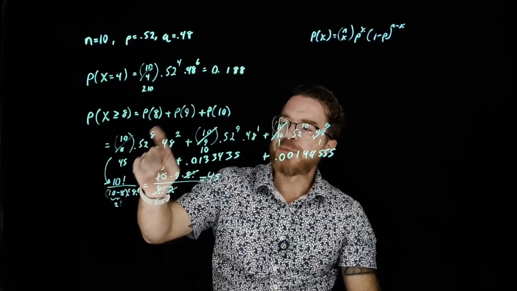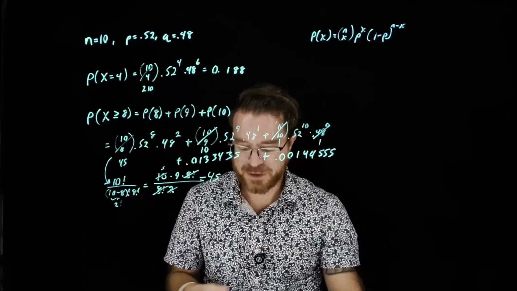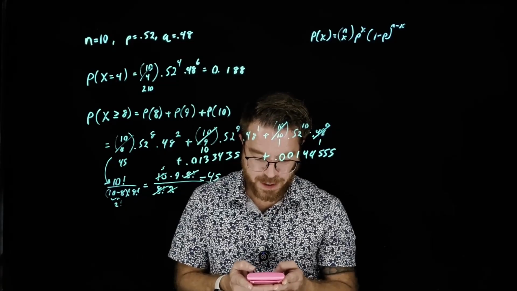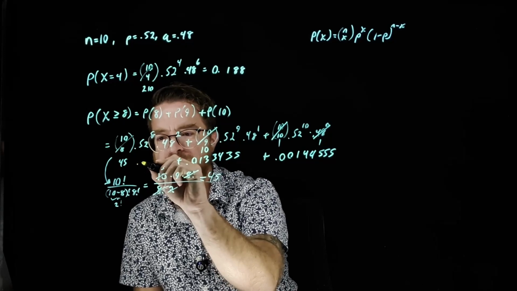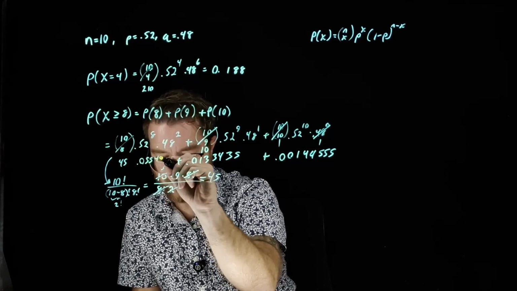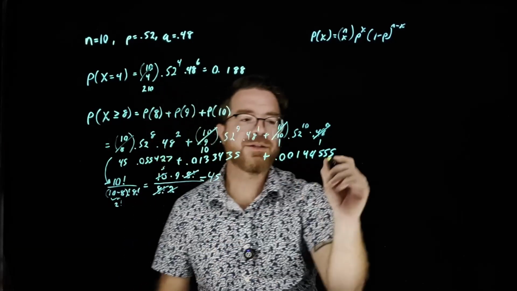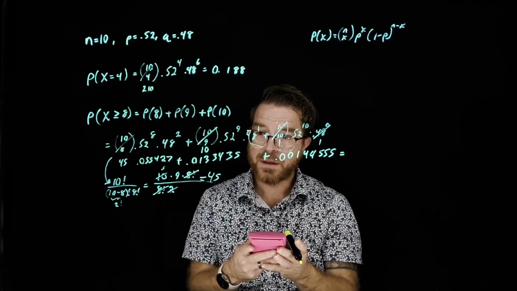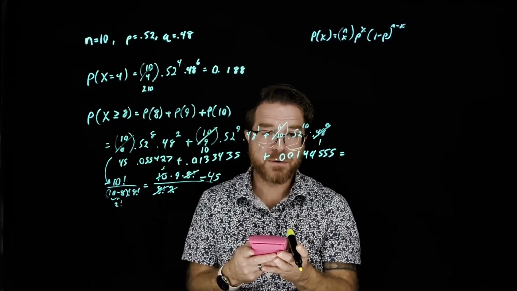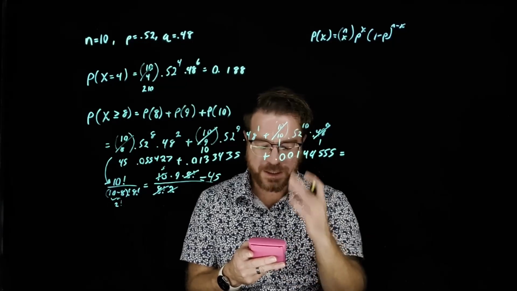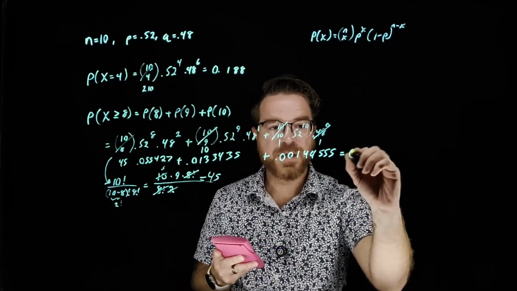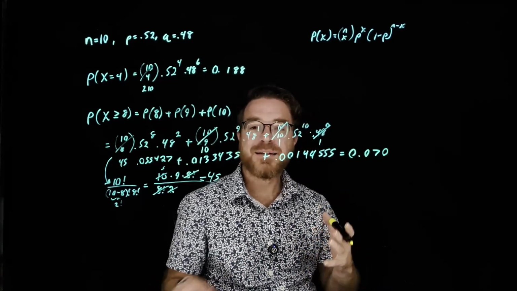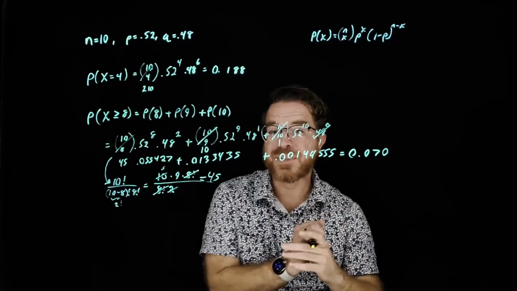So we have 45 times 0.52 to the 8th power times 0.48 squared. So let's plug it in. We get 0.055427. Adding these all up together, I have 0.055427 plus 0.013345 plus 0.00144555, which is going to give me 0.0702165, which I'm going to round to 0.070. So the probability of having at least 8 candidates pass is only going to be about a 7% chance of happening.